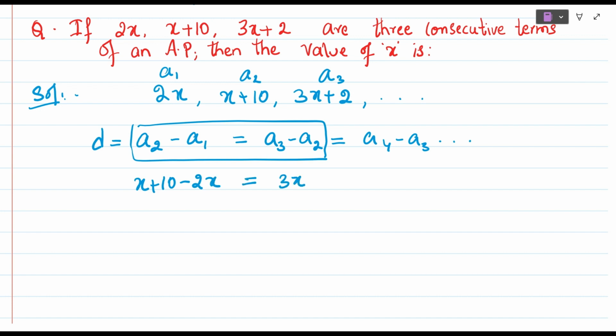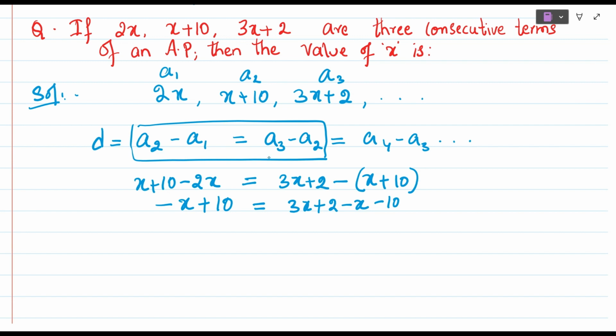3x plus 2 minus a2. a2 is having two terms, so here the negative sign is there. Use a bracket, students: x plus 10. Right, now solve this. x minus 2x gives minus x plus 10 will be equal to 3x plus 2 minus x minus 10. If we have a negative sign before a bracket, write the additive inverses of x and 10. Clear?